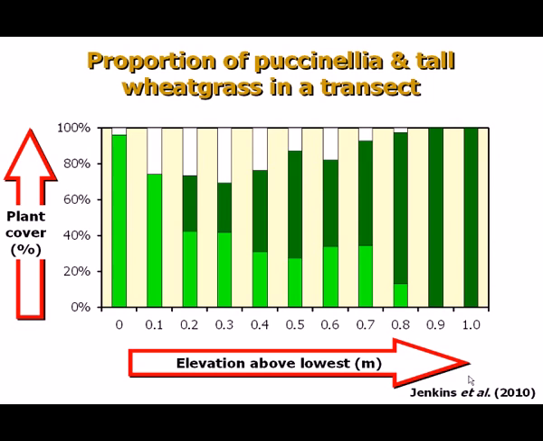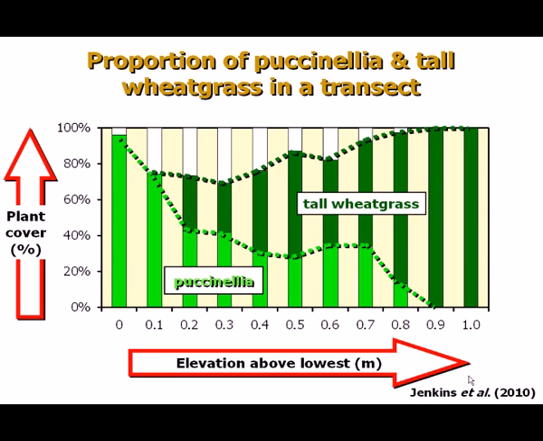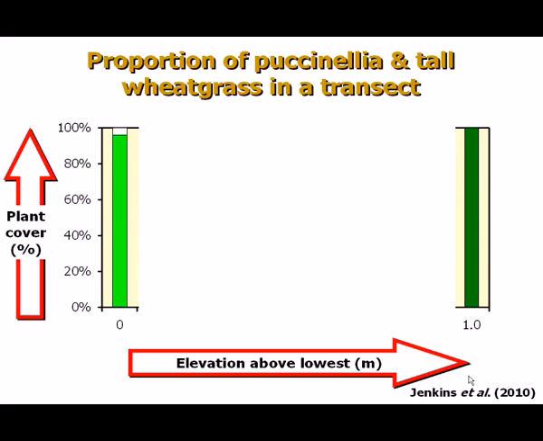And here is her total data set. The pale green are the areas of Puccinellia. The dark green are the areas that grow tall wheatgrass, or the proportion at each location growing tall wheatgrass. And the white's other stuff. I'm not going to worry about that. Let's just look at the case for Puccinellia and tall wheatgrass alone.